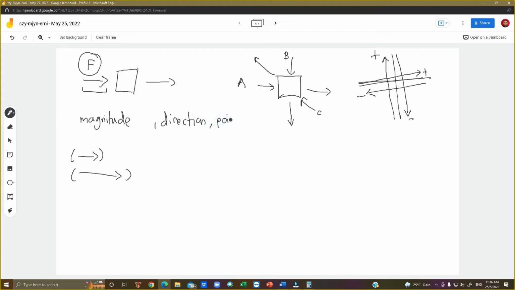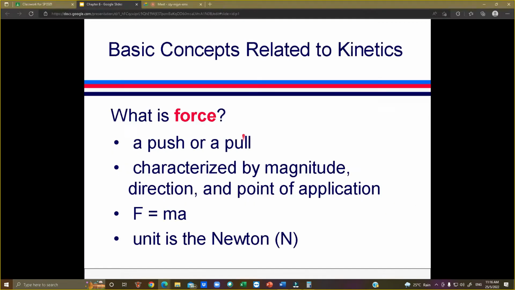point of application. If we don't have any point of application, means that there are no force being delivered to the object, so no movement is going to occur. Newton first law, okay, inertia. Tiga benda ni, magnitude, direction and point of application. So force being described in terms of Newton, and we can actually find force in secondary method. This one is secondary method by using equation of F equals to ma. Ni konsep asas apa itu force.